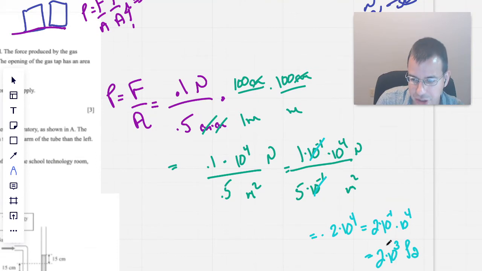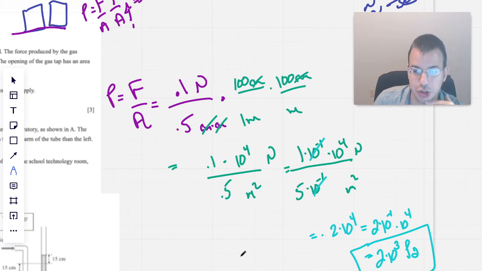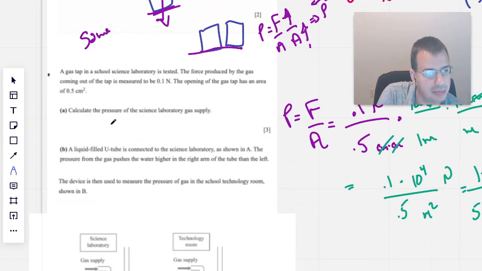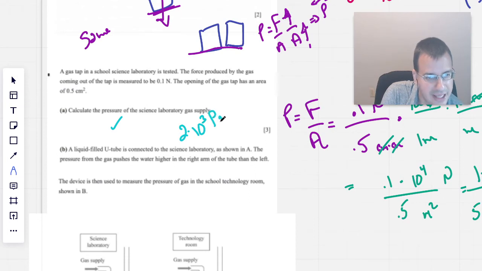Which sounds like a lot of pressure, but really a pascal is not that much. So this is the gas pressure, 2 times 10 to the 3rd pascals. So calculate the pressure, check over there, 2 times 10 to the 3rd pascals.